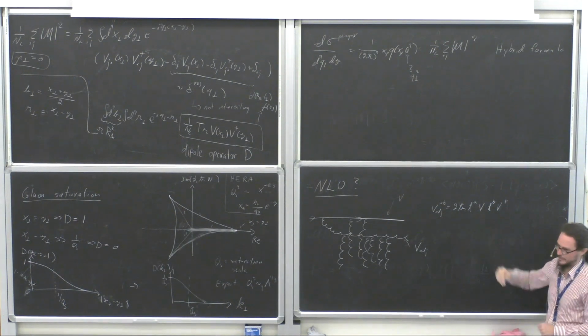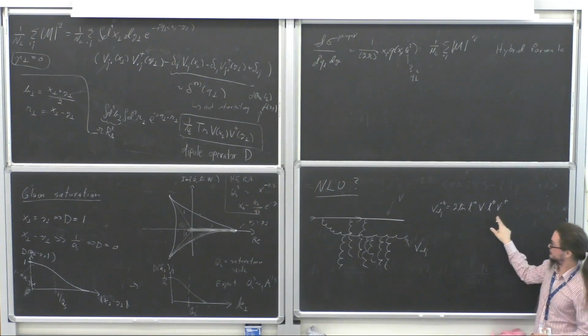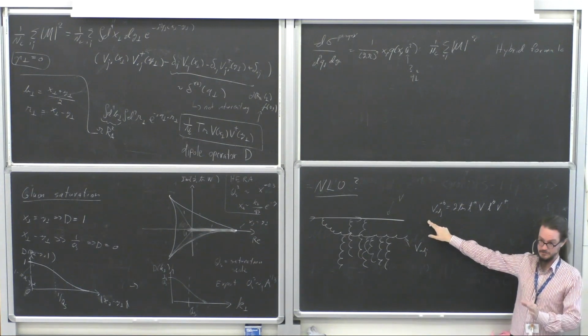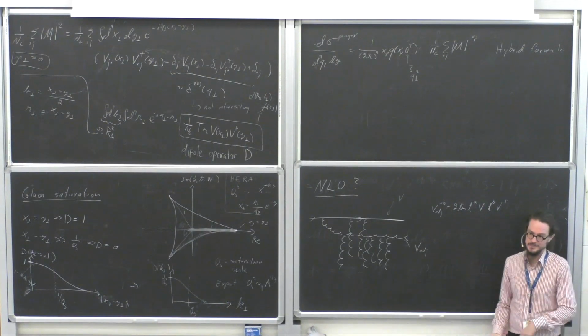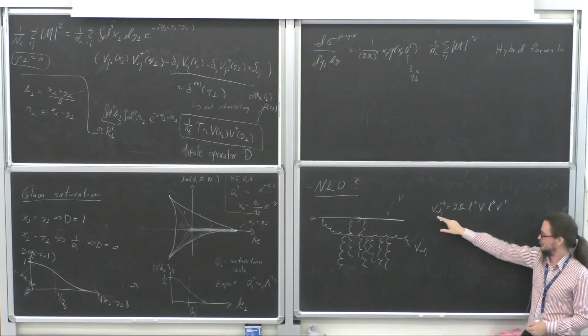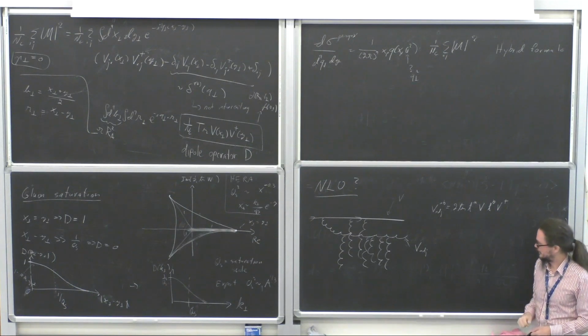When you do the color algebra, then there are 1 over N_C corrections. So this formula is exact. This is not a large N_C formula, but you can kind of see how the large N_C limit emerges from this. A gluon is a quark and an anti-quark.